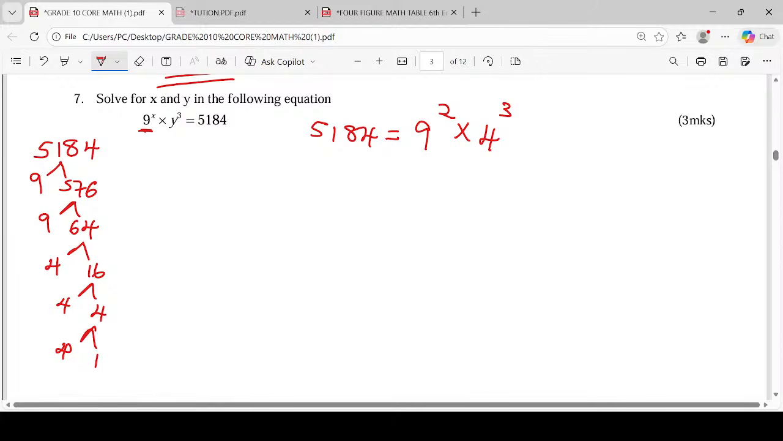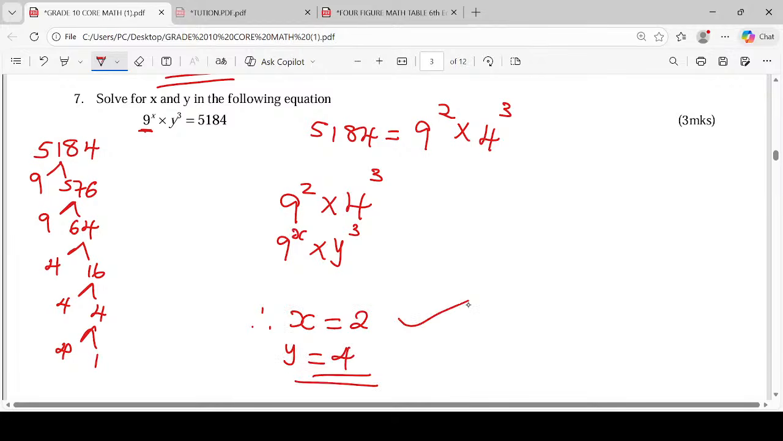In relation to this, I now have 9 squared multiplied by 4 cubed. In relation to 9 power x being multiplied by y power 3, it simply means that the value of x is equivalent to 2 and the value of y is equivalent to 4. So that is how you are to approach this question and get the marks correct.